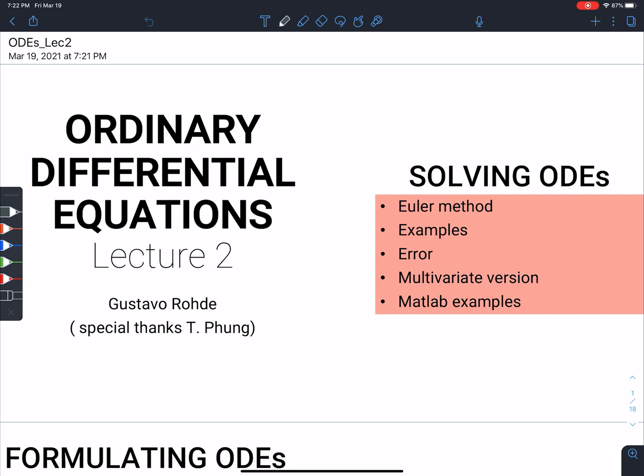Today we're going to talk about how to actually solve an ordinary differential equation with a simple numerical method, which we'll call Euler's method. We'll also look at some examples, computing them by hand, essentially. This is a numerical method to approximate the solution, so it makes errors, and we'll look at how the errors look. We'll look at the multivariate version of Euler's method. It's important, for example, for an epidemiology kind of example, and we'll also look at the Matlab implementation.